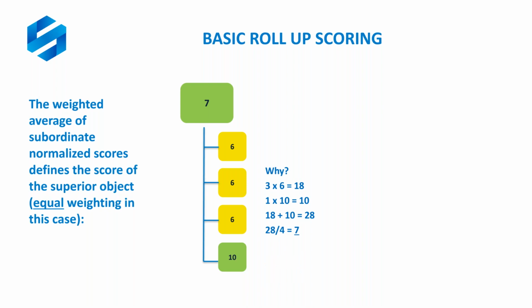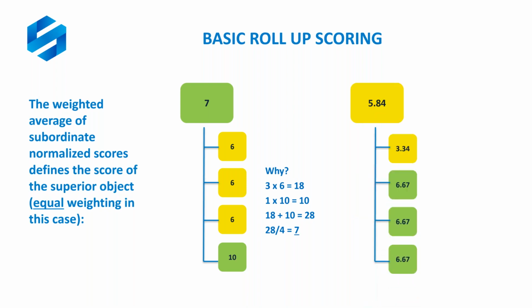So we end up with an objective-level, parent-level score of 7, and the answer as to how and why that happens is very similar to what I shared with you earlier. Because these are equally weighted, it's simple math. 3 times 6 plus 1 times 10 gives you 28, and you divide by the number of measures that feed up to that parent-level objective, and you end up with 7.